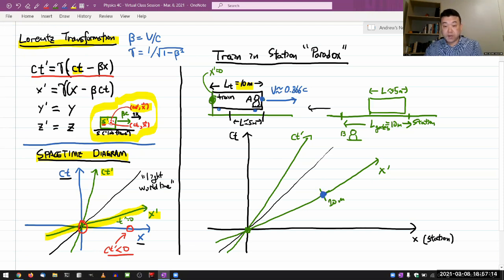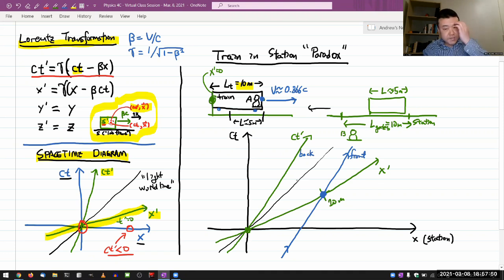And the front of the train moves at the same speed that the back of the train does. So if I draw the world line, the trajectory of the front of the train, it's going to have a slope that's the same as the back of the train. If I'm drawing this line right, these two should look kind of parallel. All right, that seems good enough. So this is the front of the train, and this would be the back of the train.